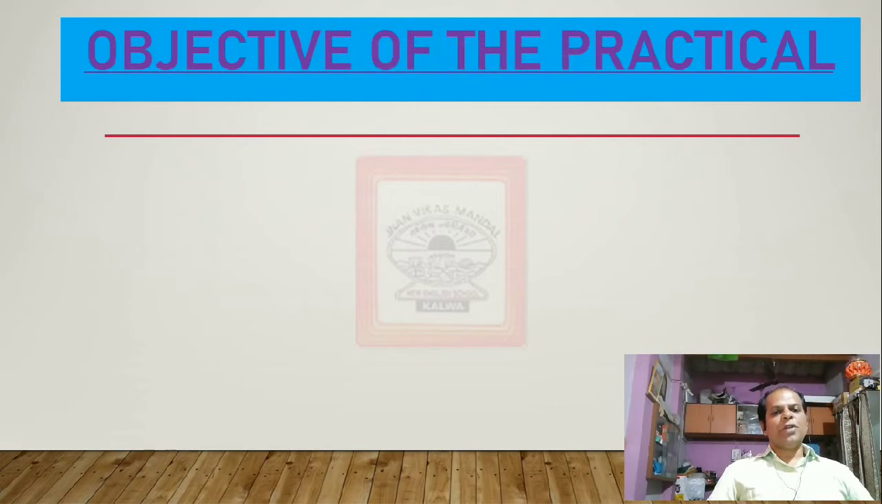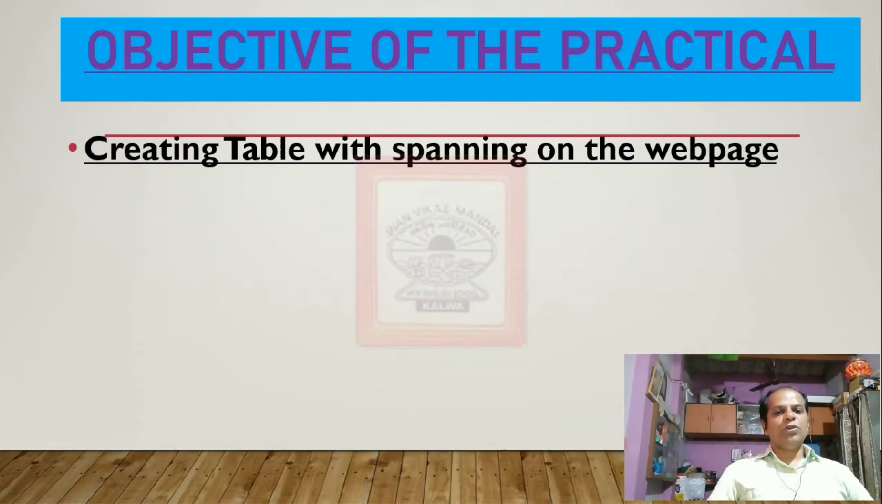Now, the objective of today's practical is to learn how to create a table with spanning on the web page. Now, what is spanning? Spanning means we can combine two or more columns or rows together and merge them to create one cell. How to do this and what are the tags responsible for this? All this we will see in today's practical.